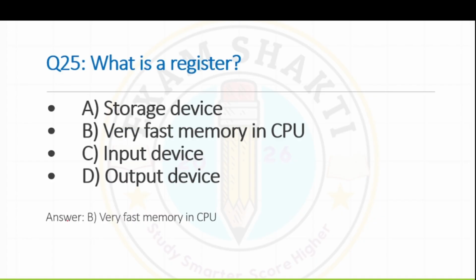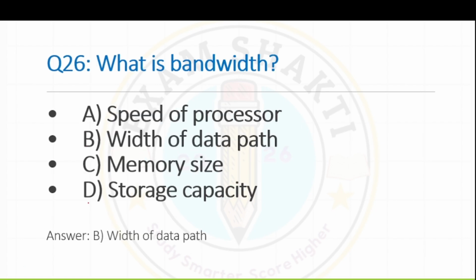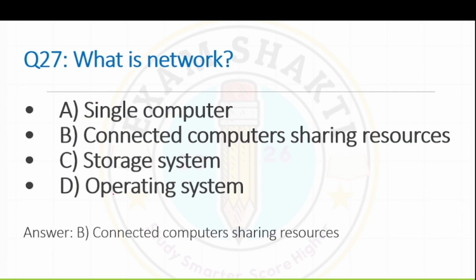SSD faster than hard disk, RAM, ROM, cache. Answer A, hard disk. What is a register? Storage device, very fast memory in CPU, input device, output device. Answer B, very fast memory in CPU. What is bandwidth? Speed of a processor, width of a data path, memory size, storage capacity. B, width of a data path. What is a network? Single computer, connected computers sharing resource, storage system, operating system. Answer B, connected computers sharing resource.